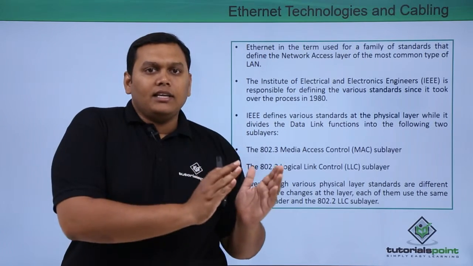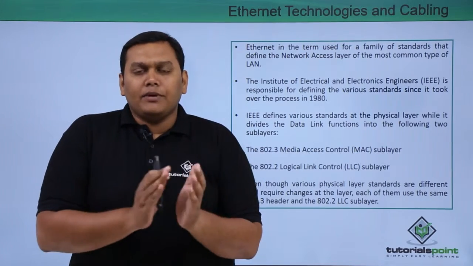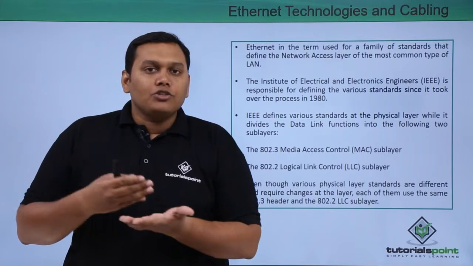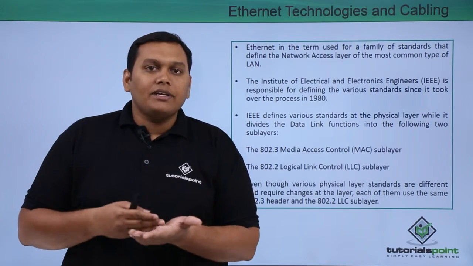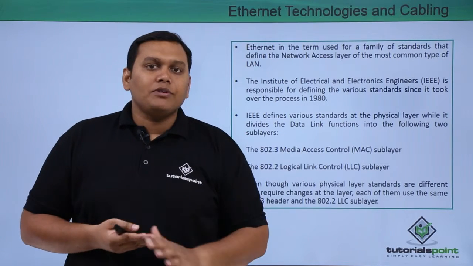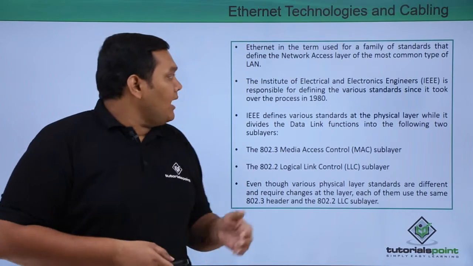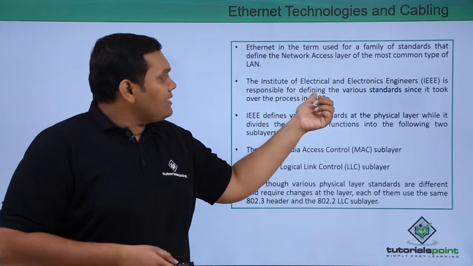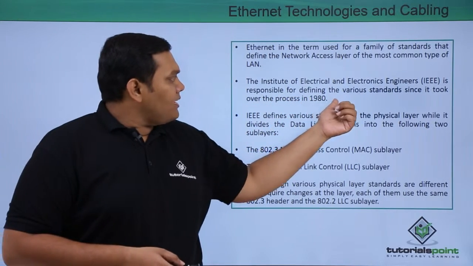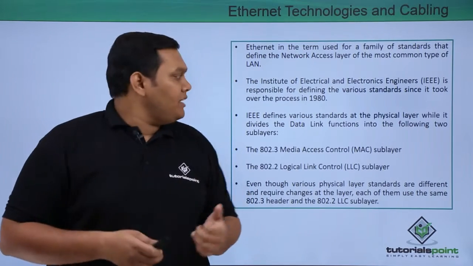In traditional Ethernet, 10 Mbps of data can be transferred, but as the technology advanced, Fast Ethernet and Gigabit Ethernet came into place. Fast Ethernet transmits at 100 Mbps and Gigabit Ethernet transmits at 1000 Mbps. The Institute of Electrical and Electronics Engineers, IEEE, is responsible for defining these various standards, since it took up the process in 1980.